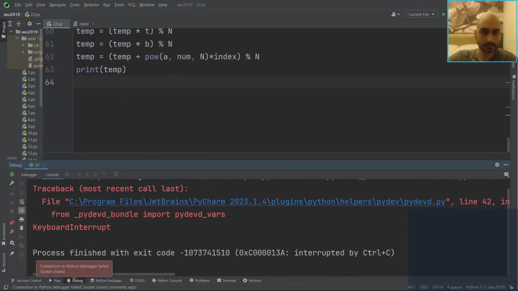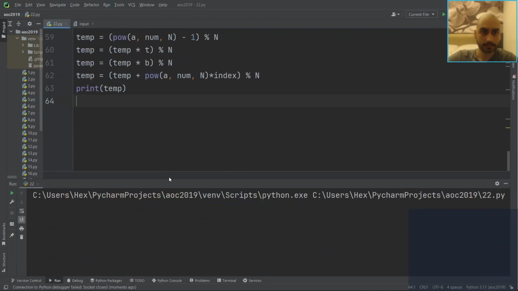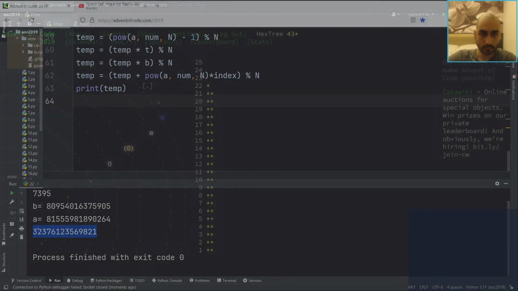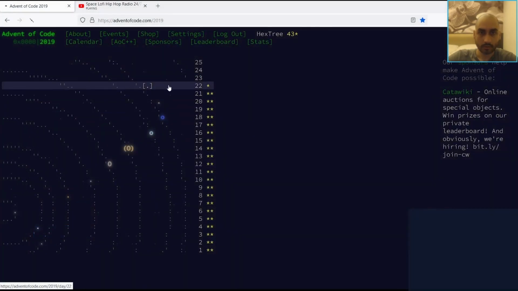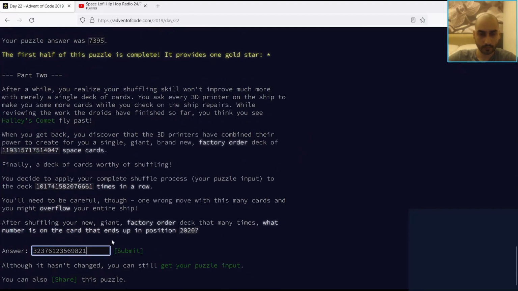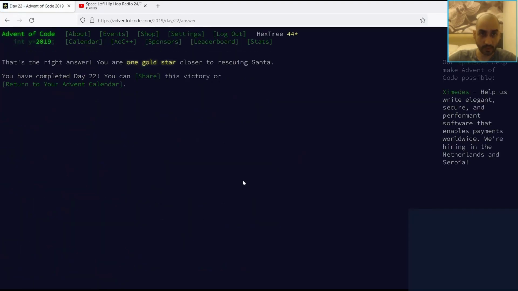Debug. Is that it? The result? It's easy to get this wrong if we've got the formula wrong. Oh, that's it.